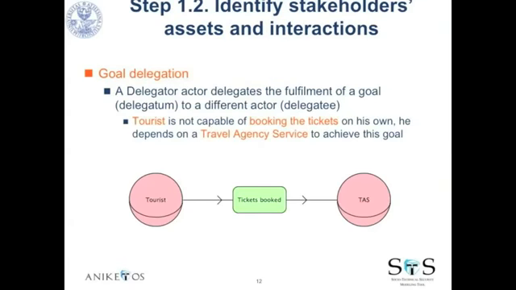Okay, as I said, our stakeholders might have the capability to achieve some of the goals they have, but for others, they have to rely on other participants or other stakeholders. And to capture this transfer of responsibility from one actor to the other to achieve the desired goal they have, we capture that through goal delegation, in which a delegator actor delegates the fulfillment of a goal to a different actor. Say the tourist cannot book the tickets on his own, and for that he relies, so delegates, tickets booked to the travel agency service, TAS.